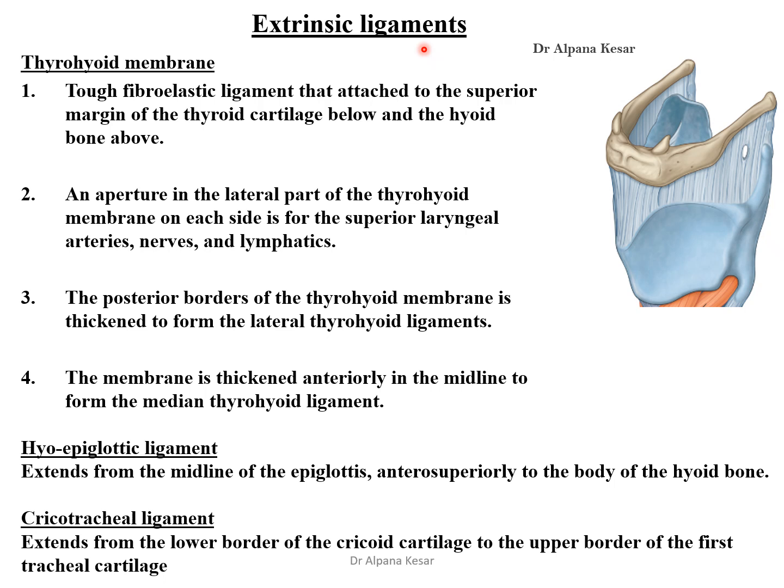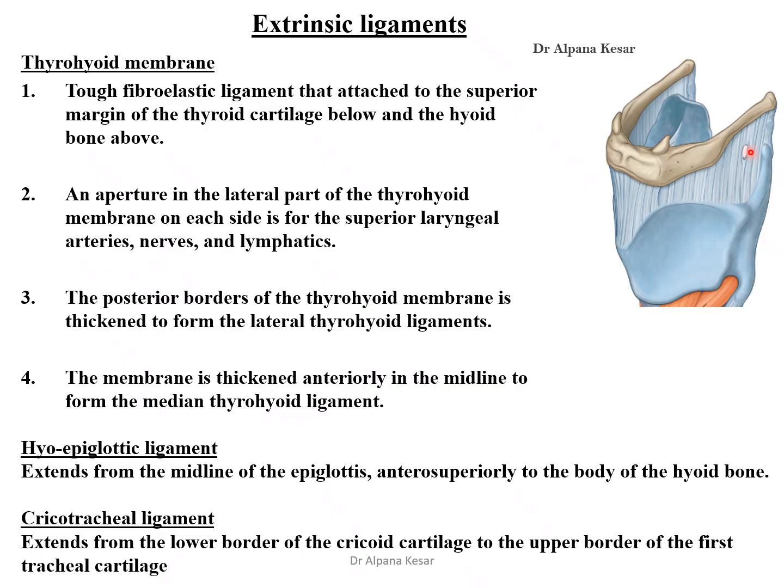Extrinsic ligaments of larynx. There are three extrinsic ligaments of the larynx. They are the thyrohyoid membrane, the hyoepiglottic ligament, and the cricotracheal ligament. The thyrohyoid membrane is a tough fibroelastic membrane or a ligament that is attached above to the hyoid bone and below it is attached to the superior border of the thyroid cartilage.